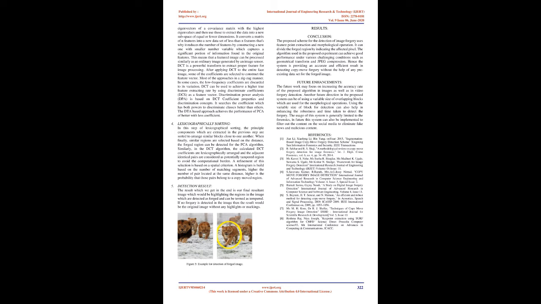3. Feature extraction: PCA, DCT. PCA, principal component analysis, is the common feature extraction method in image processing. PCA finds the eigenvectors of a covariance matrix with the highest eigenvalues and then uses those to project the data into a new subspace of equal or fewer dimensions. It converts a matrix of n features into a new data set of less than n features. That's why it reduces the number of features by constructing a new one with a smaller number of variables which captures a significant portion of the information found in the original features. This means that a featured image can be processed similarly to an ordinary image generated by an image sensor.